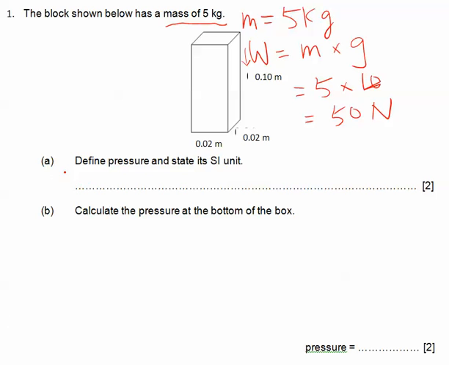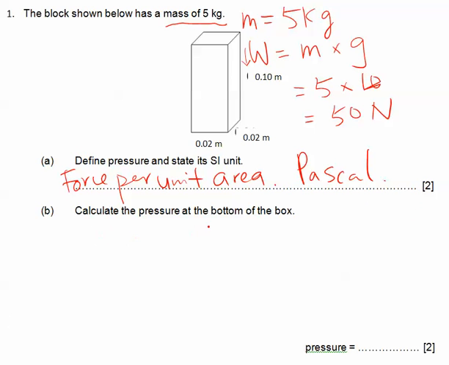Okay, part A: define pressure. You need to write down the meaning or the definition, which is force per unit area. And state its SI unit. Pressure is related to the force per unit area that's acting on the bottom of the surface. And its SI unit is Pascal. You need to spell the whole word. You write these two things down, you get full marks, or 2 marks. Okay, let us now move on to part B.